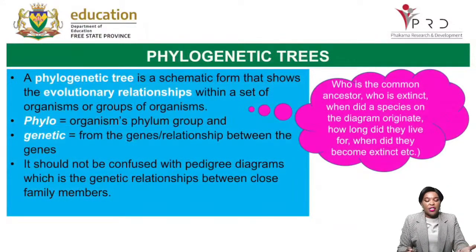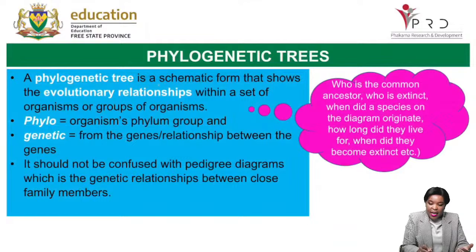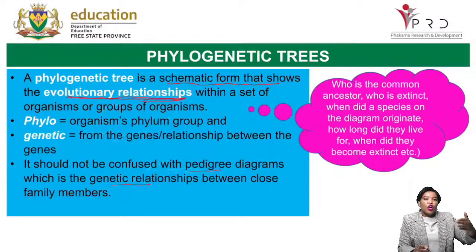So what is a phylogenetic tree? A phylogenetic tree is a schematic form that shows evolutionary relationships. Do not confuse this with a pedigree diagram. A pedigree diagram is looking at the genetic relationship, but this one, evolutionary relationships, means it shows you the organisms, how they evolved from a common ancestor.